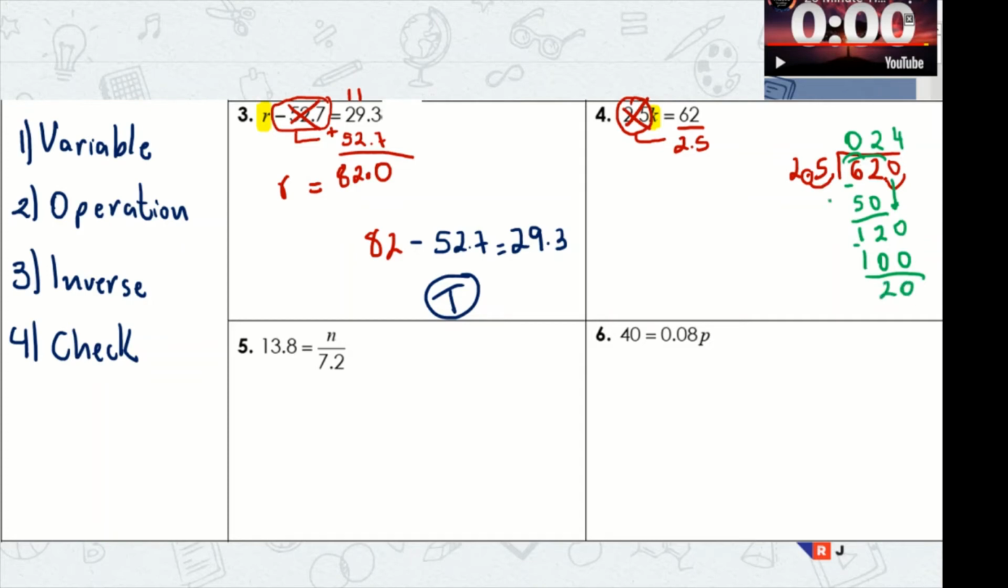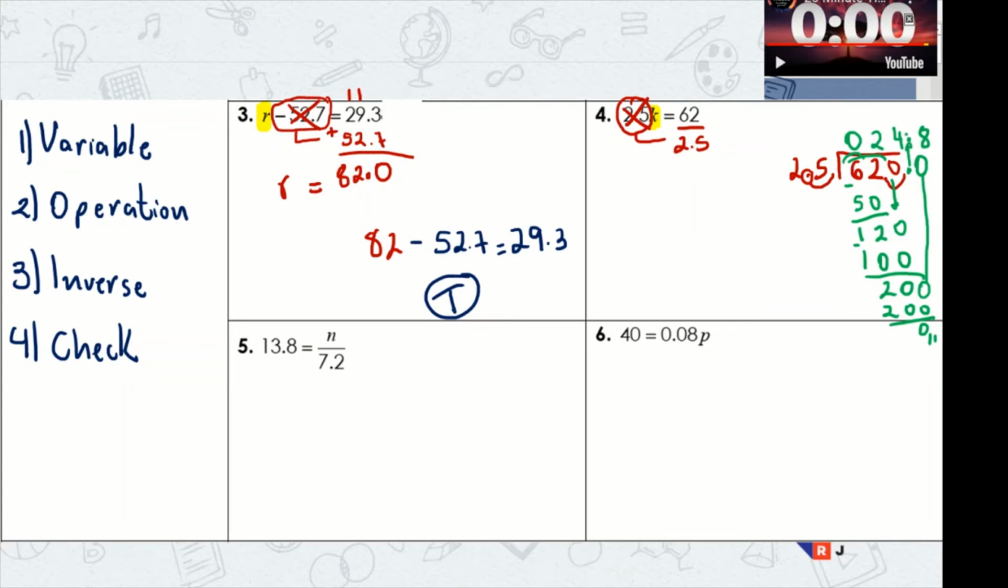Oh, mister, I have a remainder and I can divide. Yes, that's what I do. I have a decimal point here. Bring up the decimal point. The decimal point right now is here, and add 0 and bring it down. 200. How many times 25 goes into 200? 8 times. You subtract, you got a 0.